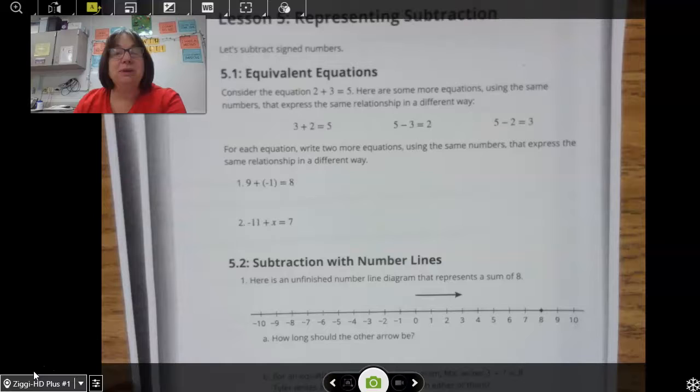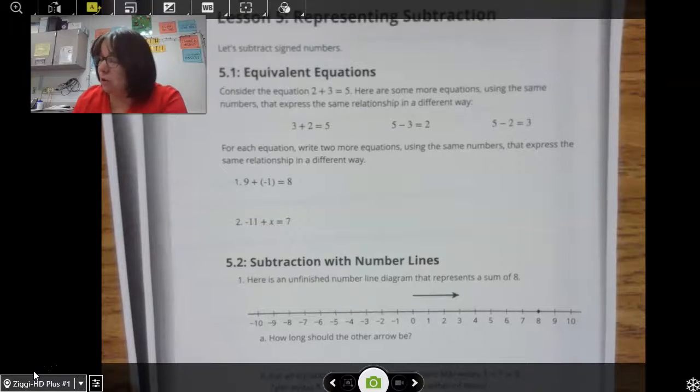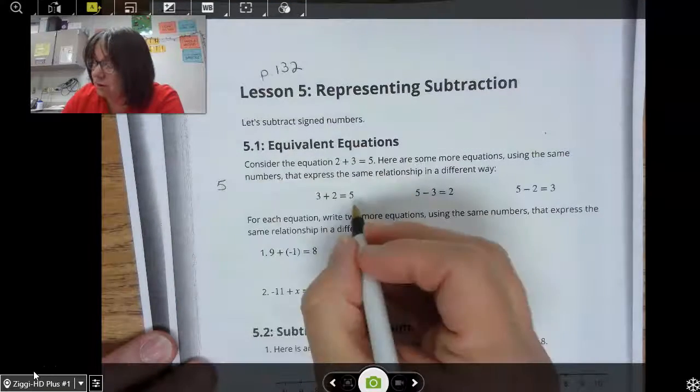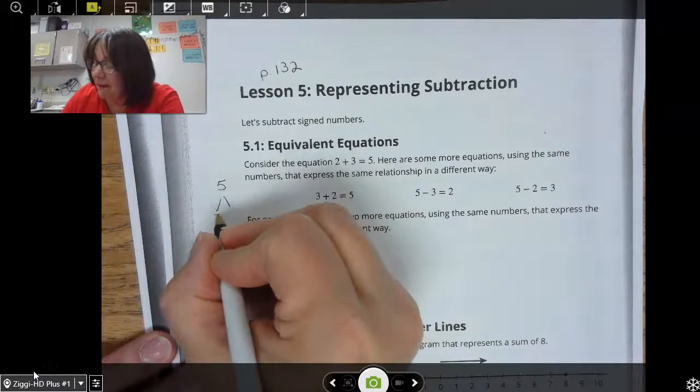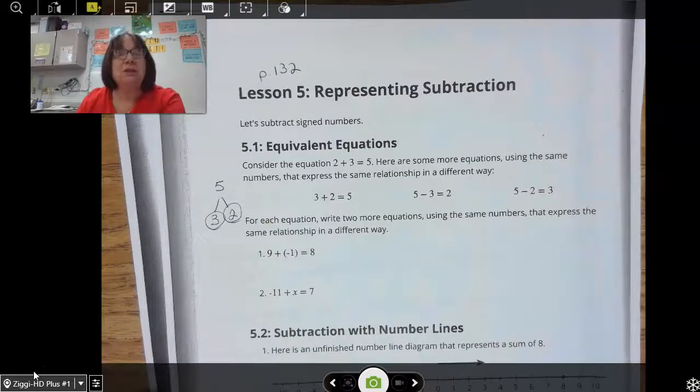Consider the equation 2 plus 3 equals 5. Here's some more equations using the numbers that express the same relationship in a different way. So in elementary school, when you talked about these, you probably talked about fact families, or you may have talked about number bonds. So we have 5 is our whole, and the parts that would make up 5 are 3 and 2. So 3 plus 2 is 5.